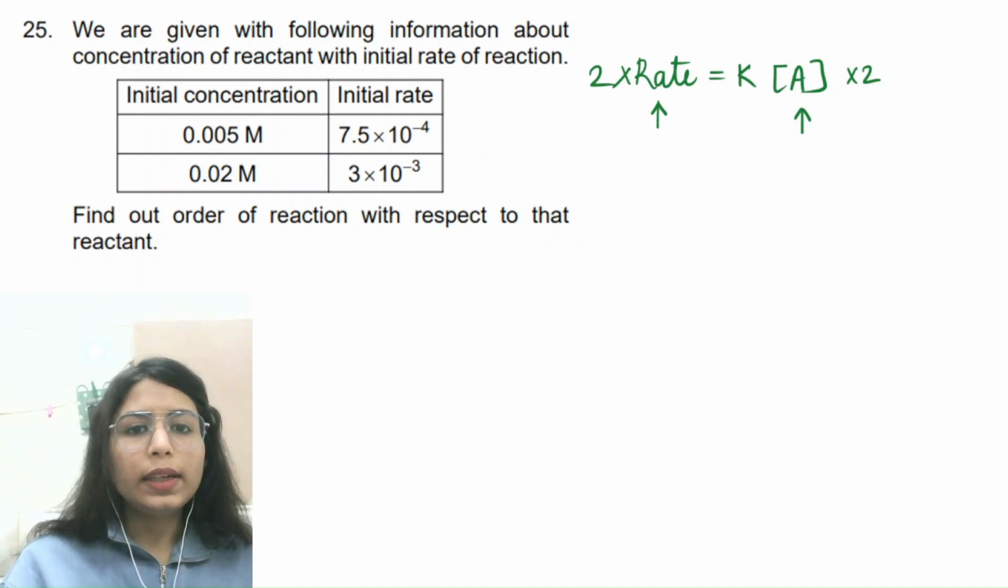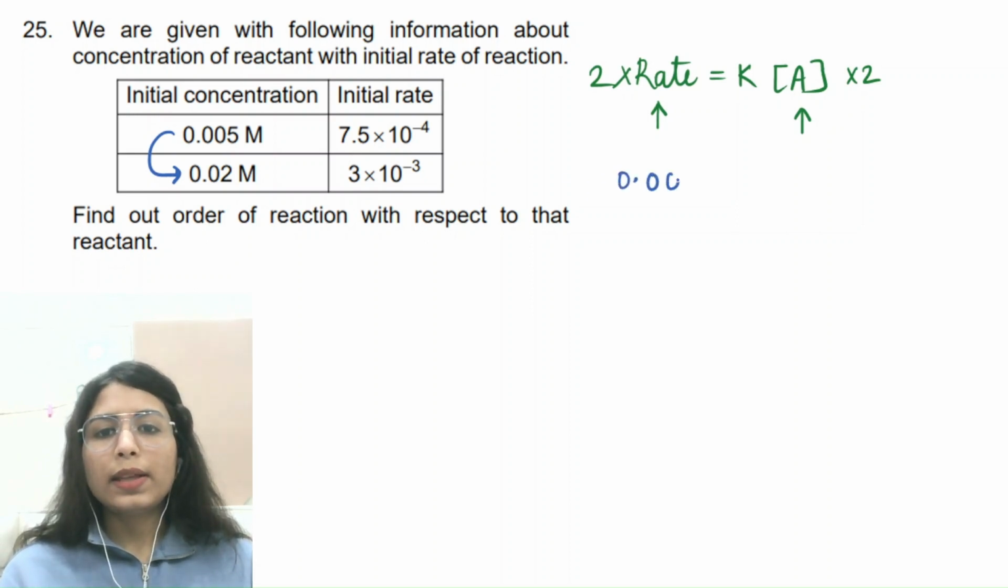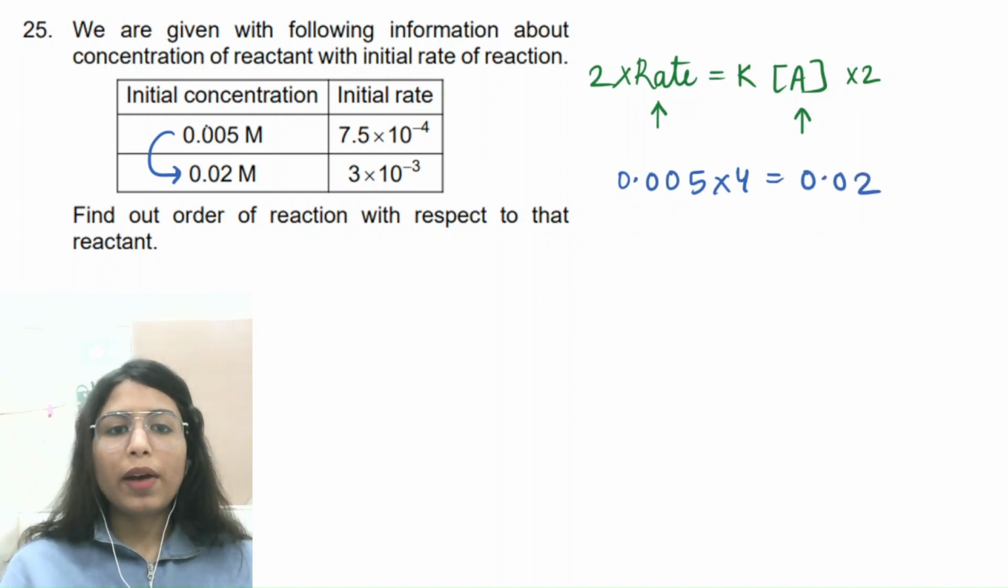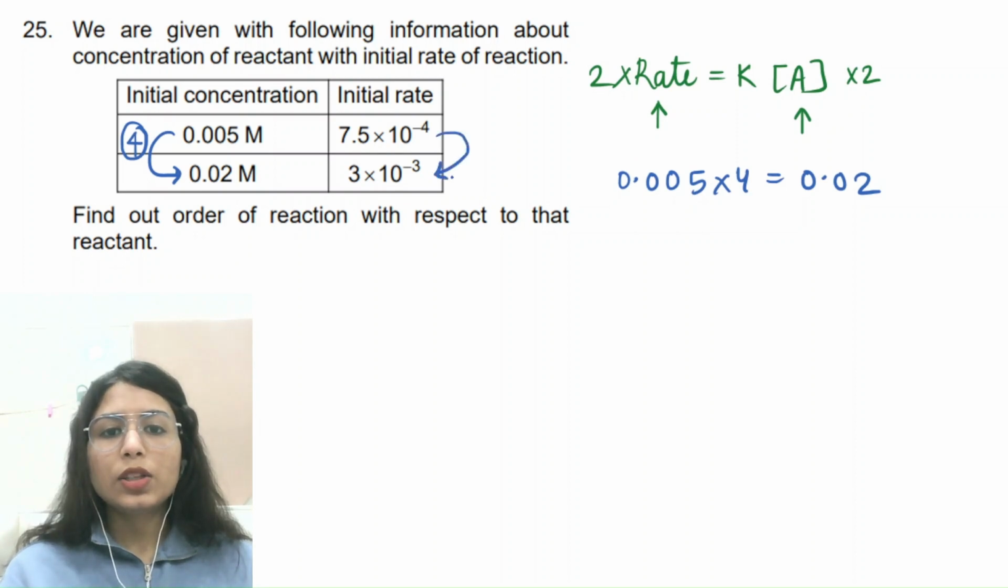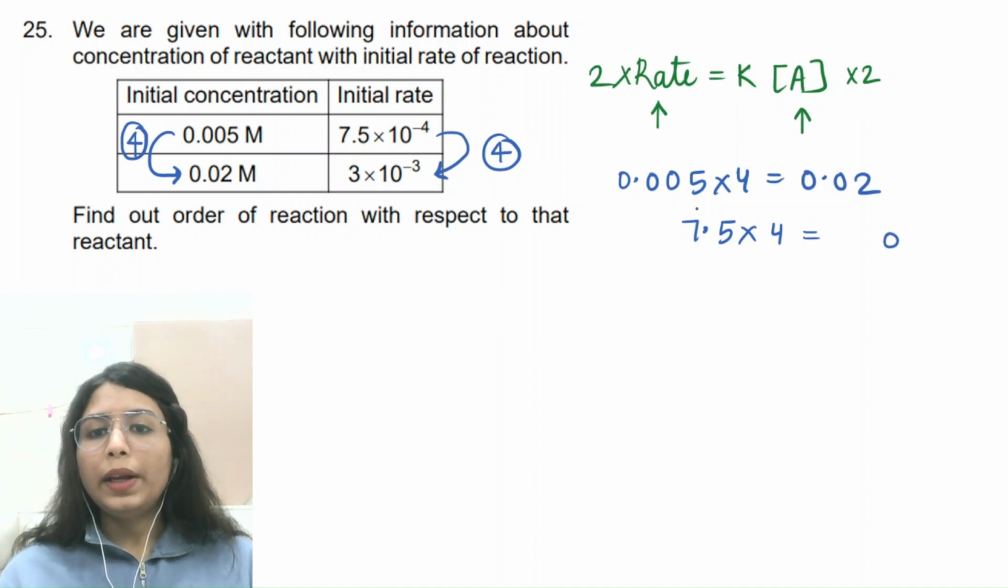Now if you will see here, if you are making your concentration 4 times, if you multiply 0.005 into 4, you will be getting 0.02. So if I have increased my concentration 4 times, then my rate is also increasing 4 times. Just correctly see, if I multiply 7.5 into 4, then I am getting 30, and I can write it like 30 into 10 raised to the power minus 4, right?